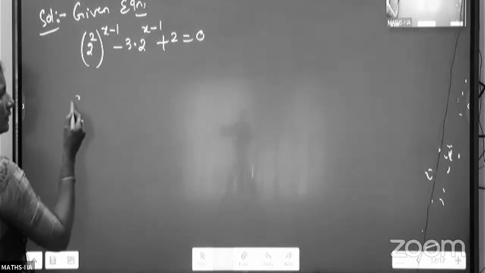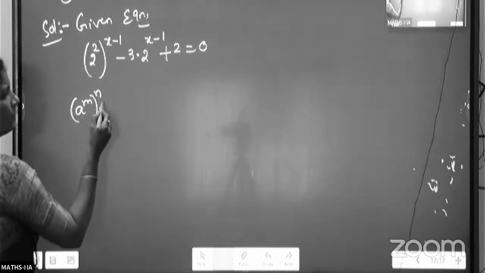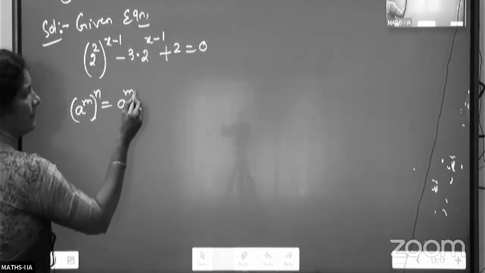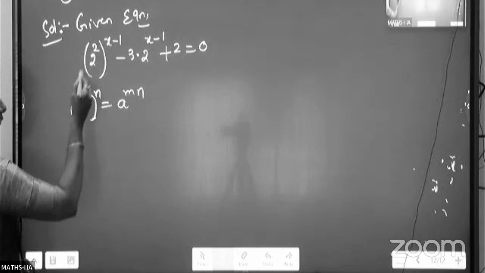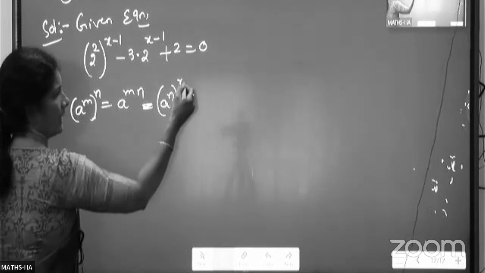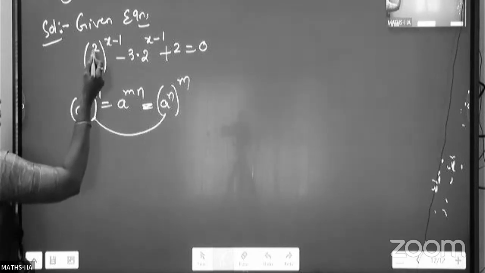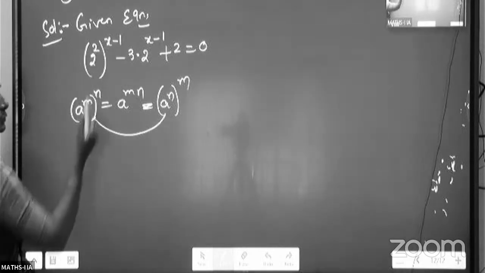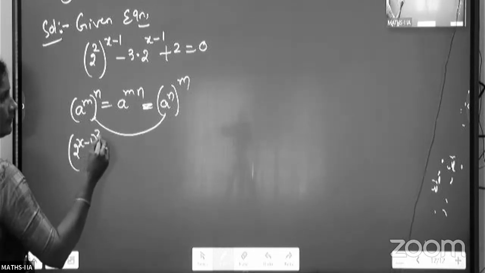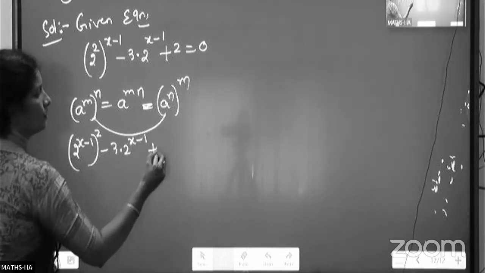In lower classes, we learned a to the power m whole to the power n can be written as a to the power mn. In the same way, you can write a to the power n whole to the power m also. So I am converting these two: 2 square power x minus 1 I would like to write as 2 power x minus 1 whole square, minus 3 into 2 to the power x minus 1, plus 2 is equal to 0.